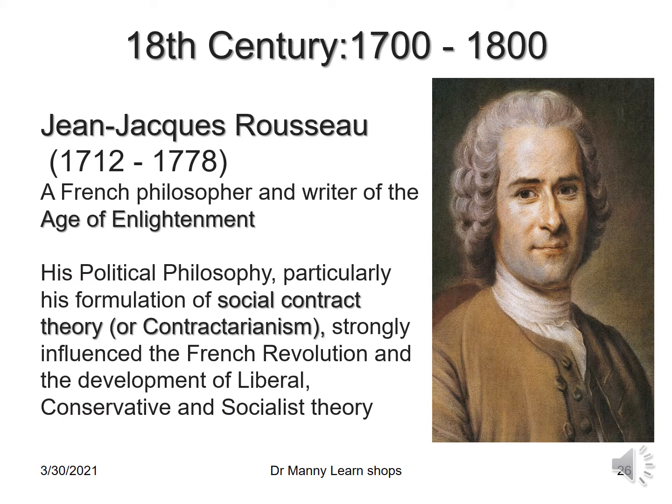Then we go into the 18th century. You have Jean-Jacques Rousseau. He was a French philosopher and writer in the Age of Enlightenment. His political philosophy was particularly the formation of social contract, which is referred to as contractarianism. It was strongly influenced by or during the French Revolution. And it was the development of this which created liberal, conservative and socialist theory. 1700 to 1800.